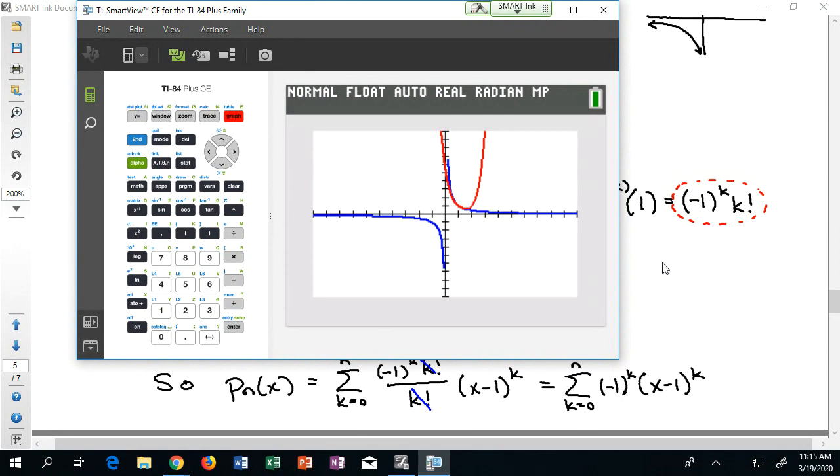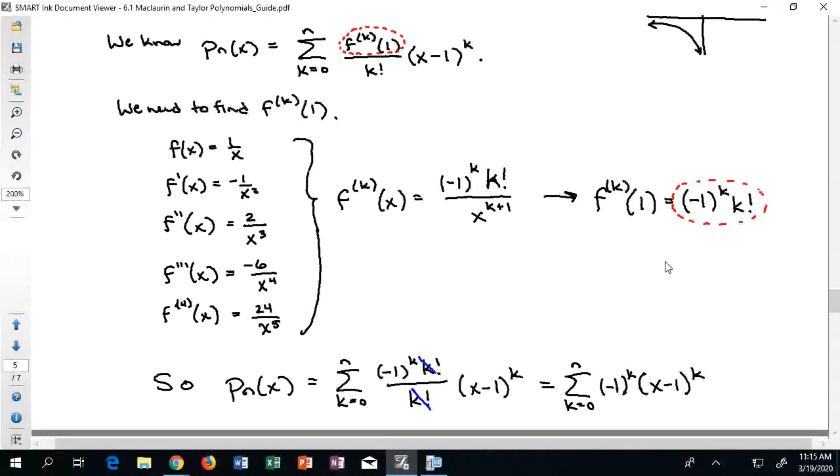Okay, so that kind of wraps up this particular example, and in the next video, we'll take a final example of the section, which is example 6.